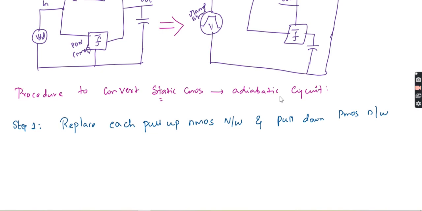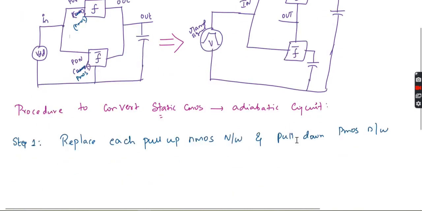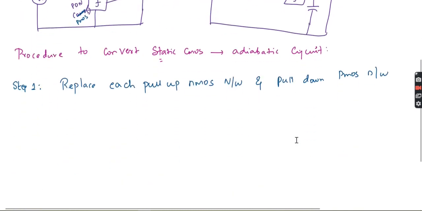See, actually, even here I drew it like this, right? Sorry, here F, this is F bar. F bar means this will be your PMOS, correct? This will be your F. F in the sense it is NMOS. You can see we always connect the NMOS here. You connect the input. Just the example we took like this, okay? So that is why it is written here: replace each pull up NMOS network and pull down PMOS network.